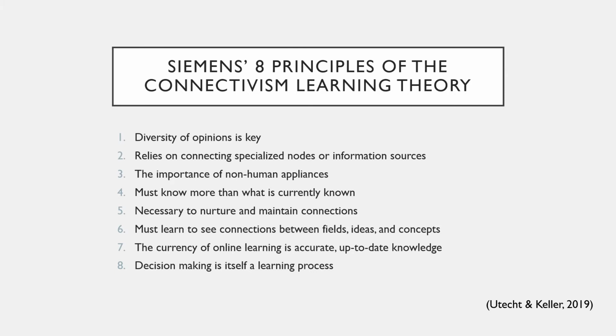The first principle is that diversity of opinion is key. The internet allows for many users to get together and contribute to the learning of a single topic. This can be seen on pages such as Wikipedia, where multiple authors contribute to one entry.